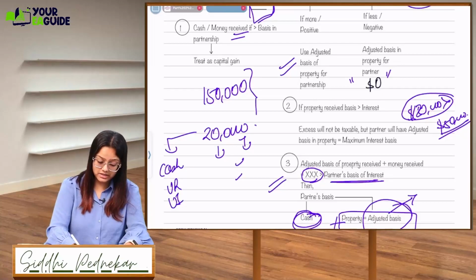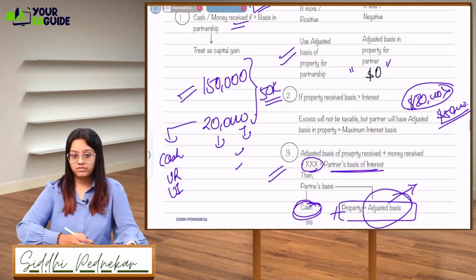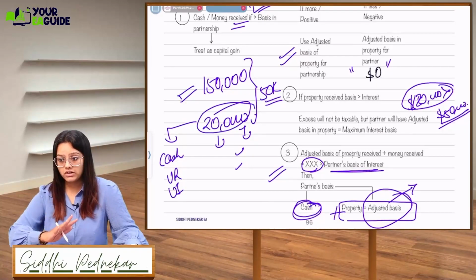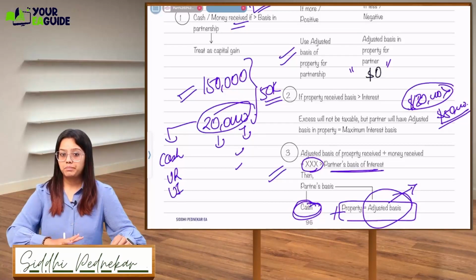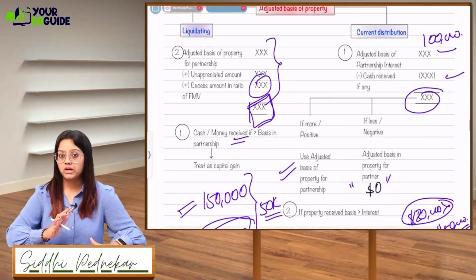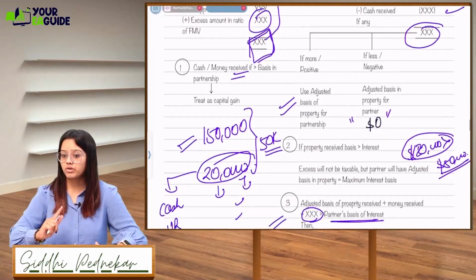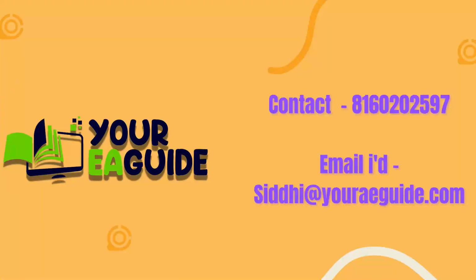But can I say there is a 50,000 capital gain for you when your basis is 1,50,000, but the distribution you receive is 2 lakh? So the 50,000 excess distribution which you are receiving is your capital gain if you are doing a liquidating distribution. If you are doing a current distribution, it will be directly reduced from your basis, and if it gets negative, the basis will be 0. Got it guys?